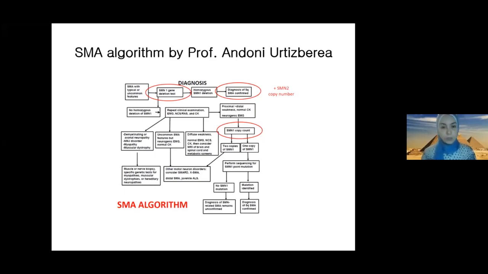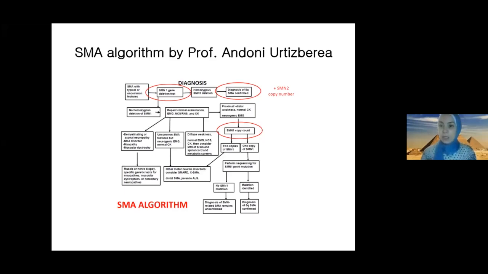Why is it important? Why is it a hot issue? Because now we have therapies. Previously, if a child was diagnosed with spinal muscle atrophy, he was destined for early death. Now, thanks to medicine, thanks to science, we have medications that can treat these disorders, right? So it's now very important to know how to diagnose.